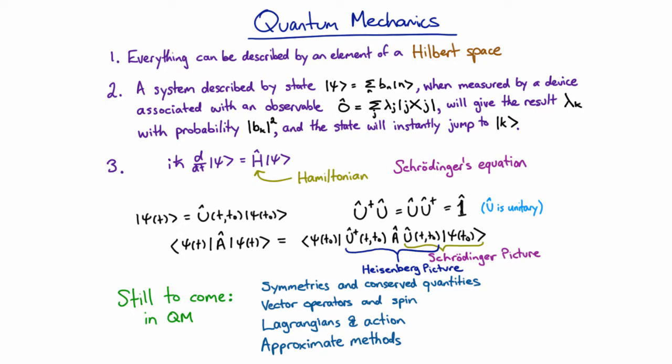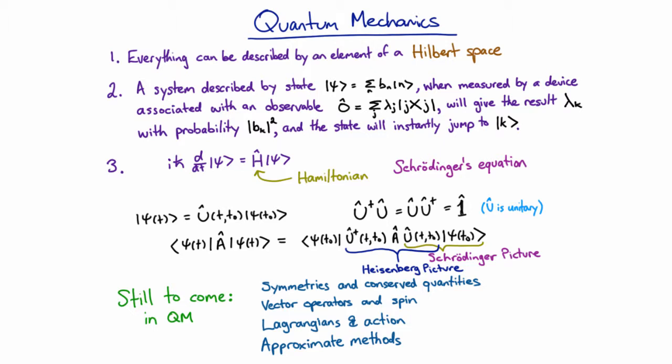Let's take a moment to look at the big picture of what we've learned in quantum mechanics so far. Everything can be described by an element of a Hilbert space, which is basically just a vector space. Those elements in the Hilbert space evolve forward in time according to Schrodinger's equation, which depends on the Hamiltonian. The Hamiltonian is just a linear operator associated with energy, which is Hermitian.